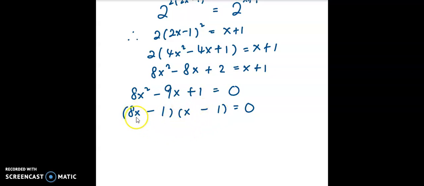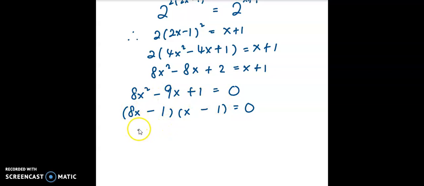You can just expand it back to see whether you get the original. 8x multiplied by x is 8x squared. 8x multiplied by negative 1 is negative 8x, and negative x. So you get negative 9x over here. Negative 1 multiplied by negative 1, you get positive 1. Yes, what we factorized is correct.